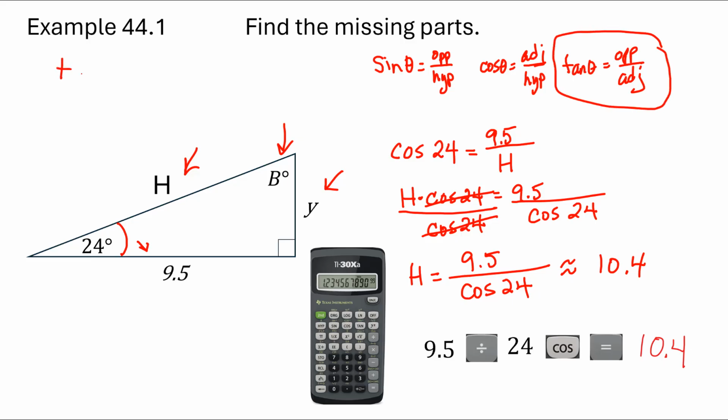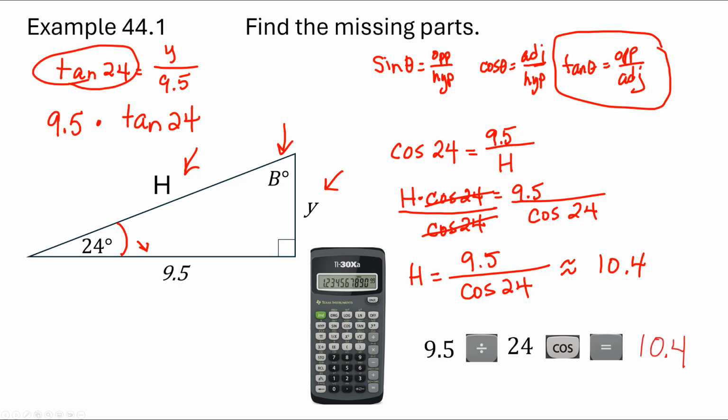So I'm going to say tangent of 24 is equal to opposite, y, over adjacent, 9.5. Okay, I want to get y by itself, so I'm going to multiply both sides by 9.5. So I'm going to have 9.5 times tangent 24. Remember, don't let that 9.5 get mixed up with that tangent 24. That 24 needs to stay next to tangent. It's not multiplication, tangent times 24. No, it is tangent of 24. That's all one thing. You cannot separate it. All right, and that is y.